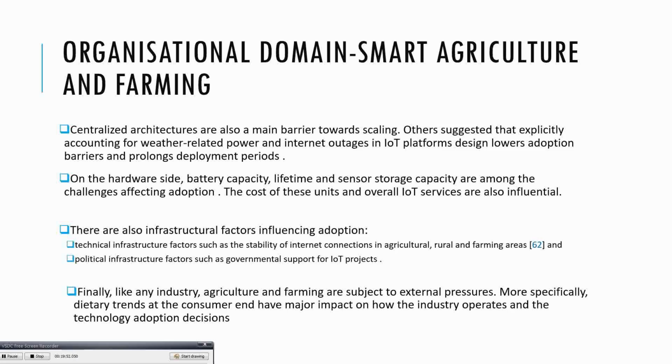There are also infrastructural factors influencing the adoption. Technical infrastructure factors such as the stability of internet connection in agriculture, rural and farming areas, and political infrastructure factors such as governmental support for IoT projects. So these two are the main infrastructural factors influencing adoption: one is the deployment of internet in rural areas, and finally the government support for these IoT projects. Finally, like any industry, agriculture and farming are subject to external pressures, more specifically dietary trends at the consumer level, which have major impact on how the industry operates and the technology adoption decisions.